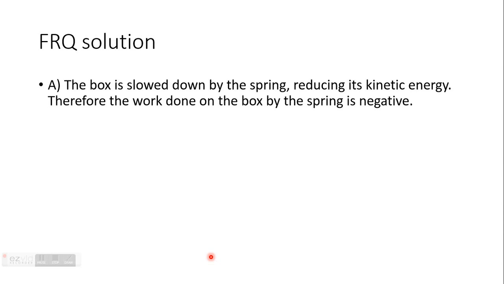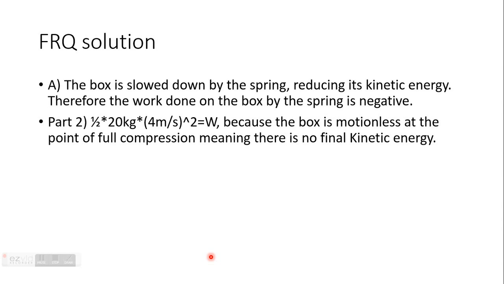And then to calculate it, we'd find the initial kinetic energy of the box, and since it's all turned into spring energy in the end, we could just say that that's the amount of spring energy at the end. And that's the amount of work done, because the work converted all that kinetic energy into spring potential. So we'd say that 1/2 times 20 kilograms times 4 meters per second squared is equal to the work, because the box is motionless at the point of full compression, meaning there's no final kinetic energy you have to worry about. So plugging in and simplifying, we'd say that 160 joules of work were done.